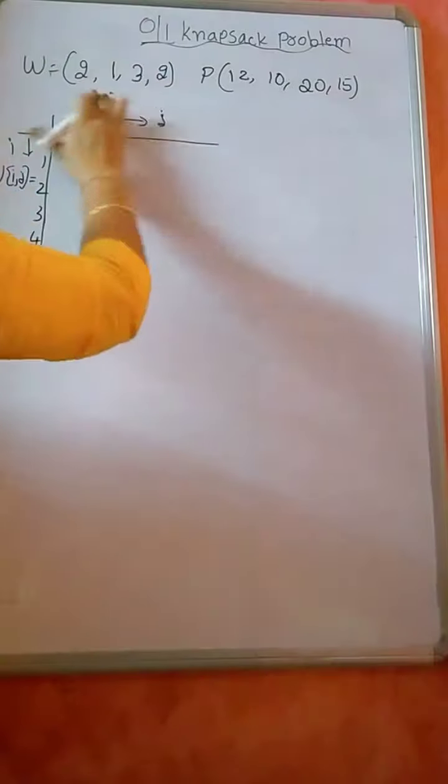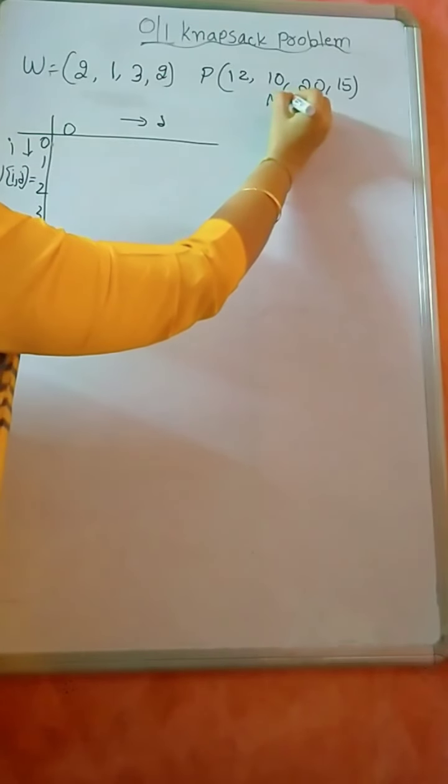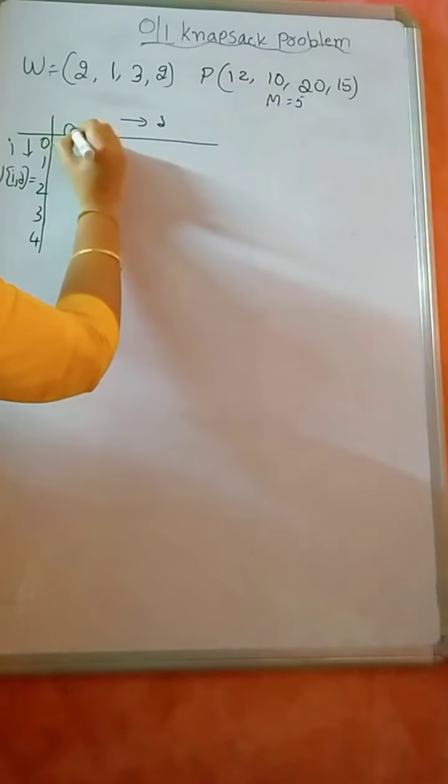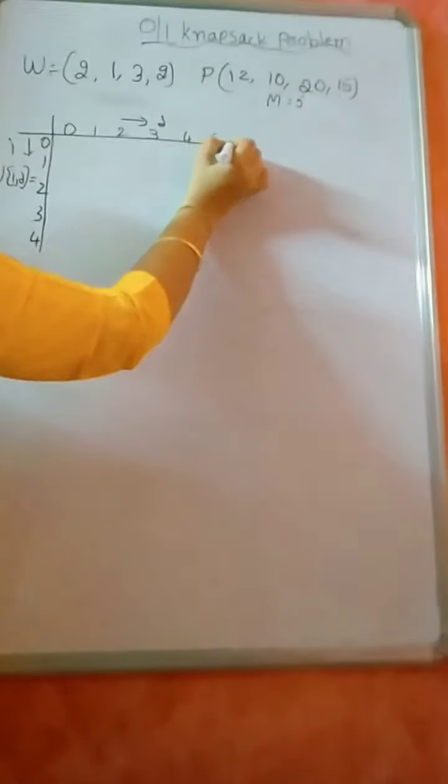V of ij is equal to. Since there are 4 objects, but I am starting with 0. Why? I told you the first case: when there is no object, I is 0. Same thing, J also 0. What is J? I told you, remaining capacity. What is the capacity of your knapsack? Capacity of your knapsack is 5. M is equal to 5. So it should start from 0, 1, 2, 3, 4, 5.